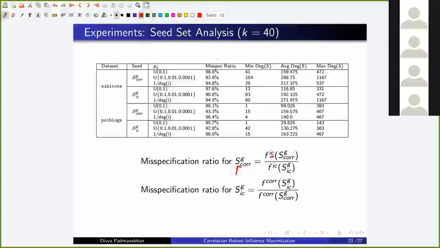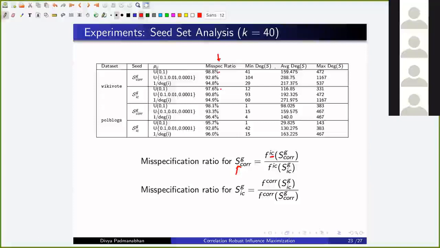If you look at the misspecification ratio here for S_robust^G, the values are like 98.8, 92. These are different settings of the probabilities. Whereas for the independent cascade, it's slightly lesser. Again, the misspecification ratio for the independent cascade is how it performs when used in an adversarial setting. So in all these cases, we find that the robust set is doing better.